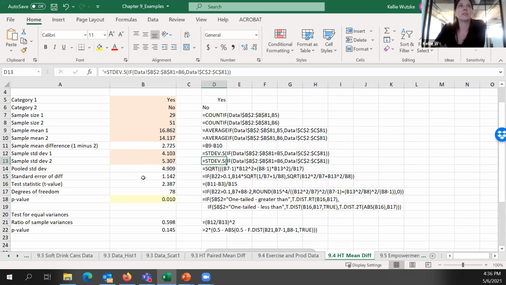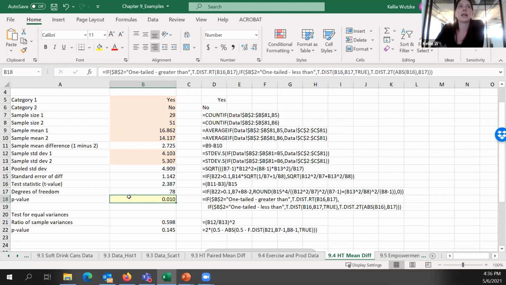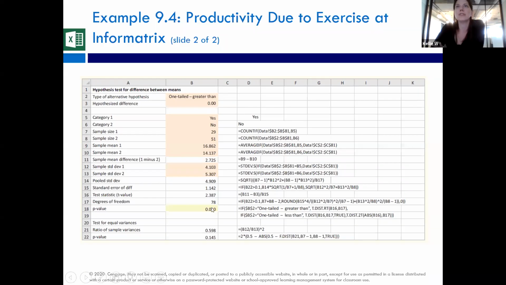There's a formula for the pooled standard deviation and the standard error of the difference. Don't worry about those formulas. Excel does it for you. From that, we can calculate our test statistic. And from that, we can calculate the p-value. So if we plug in the inputs, everything else will fall in line very nicely. It will all calculate for us. This is a nice, strong p-value. So we could definitely accept that the exercisers are rated as more productive than the non-exercisers.